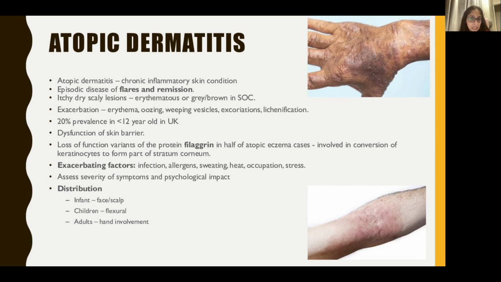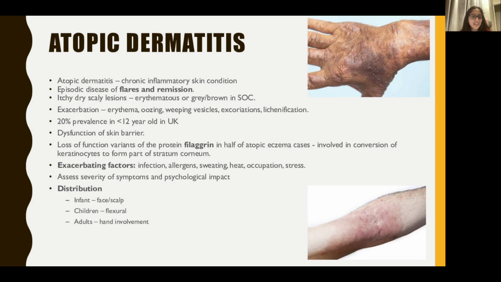So in an exacerbation, there may be oozing, weeping, vesicles, and you may also see excoriation marks from repeated itching and lichenification, again from repeated chronic itching. So there's about a 20% prevalence in under 12-year-olds, and it's due to a dysfunction in the skin barrier. So it's due to a loss of the function of the protein filaggrin in half of the cases, and that's involved in the conversion of keratinocytes to form part of the stratum corneum.